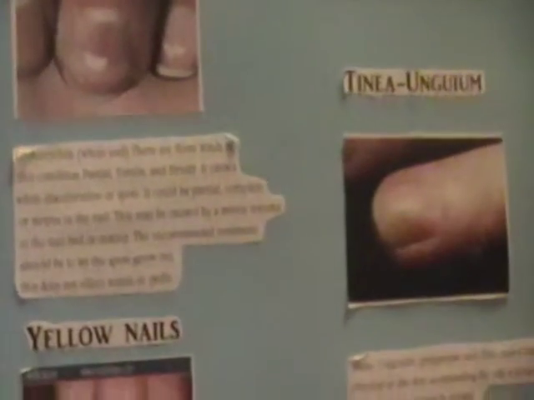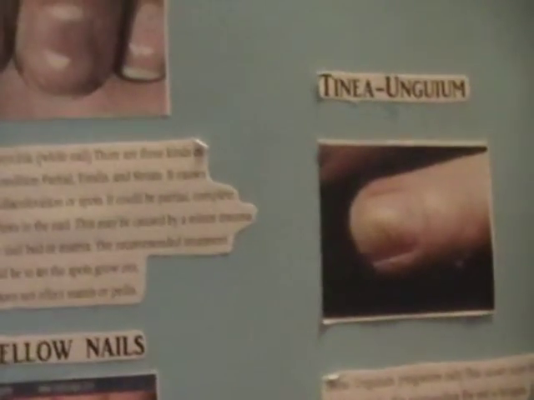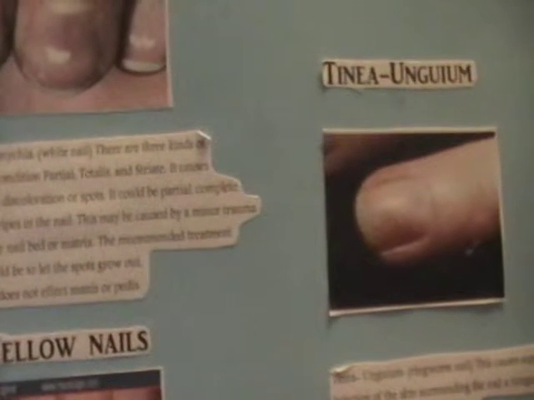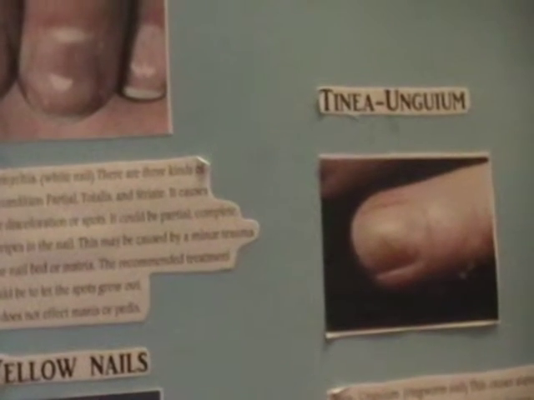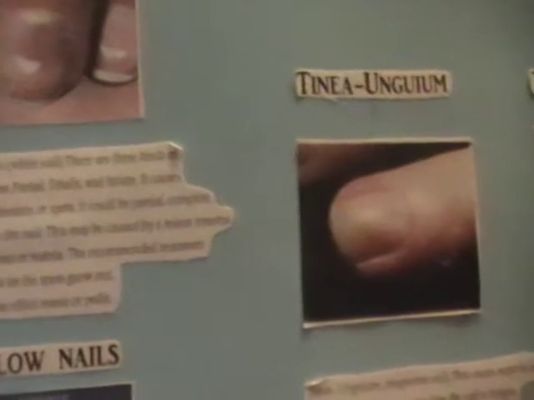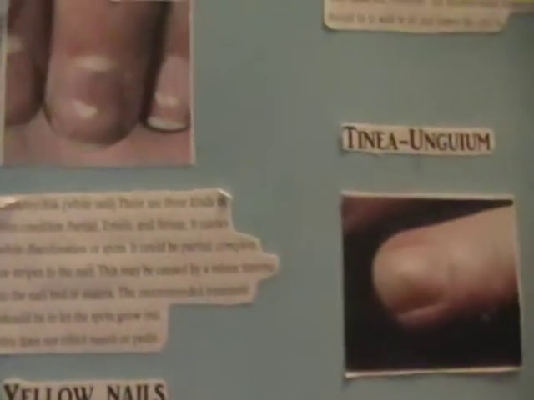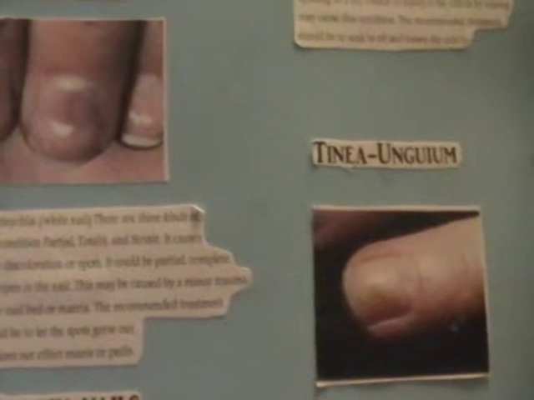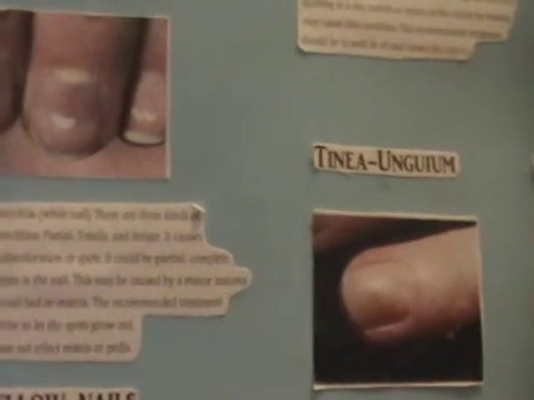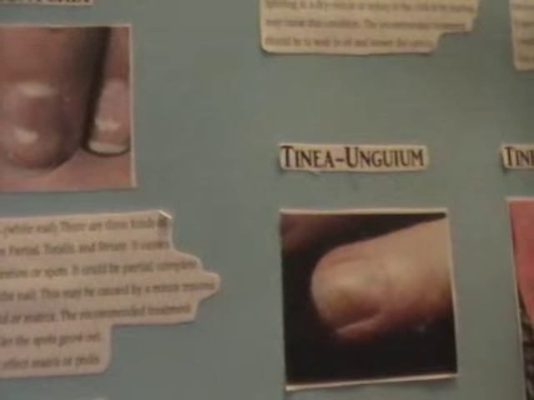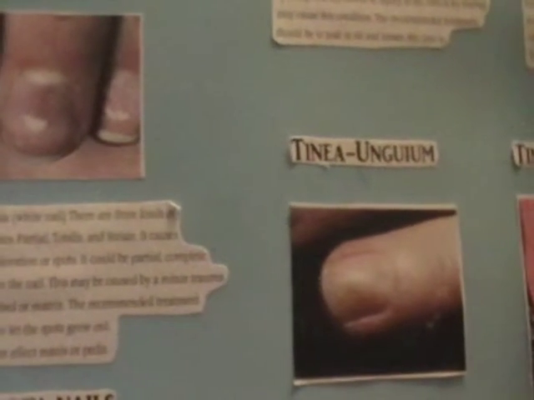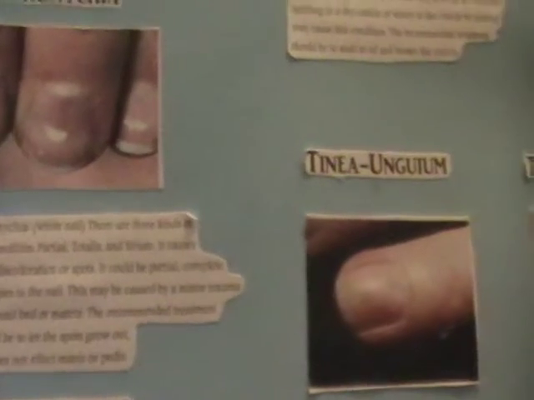Next one we have is leukonychia, right there. And it's a white nail. There's 3 kinds of this condition, partial, totalus, and striate. It causes white discoloration or spots, can be partial, complete, or stripes in the nail. This may be caused by minor trauma to the nail bed or the matrix, and the recommendation treatment is to let the spots grow out because it doesn't affect manicures or pedicures.